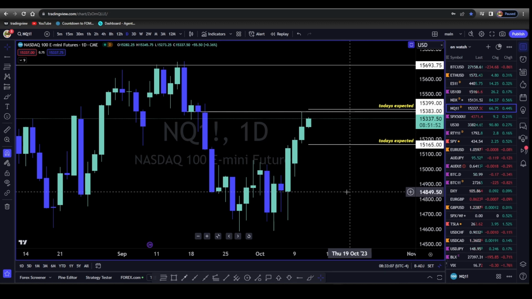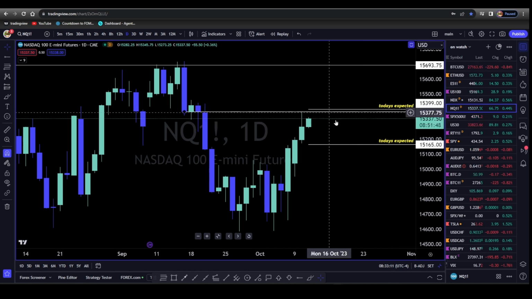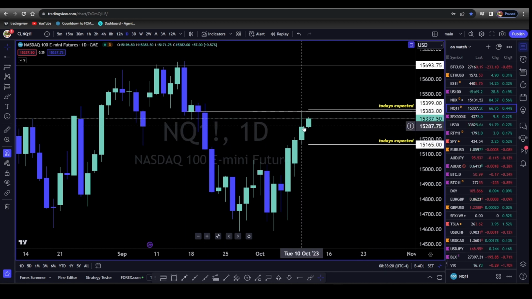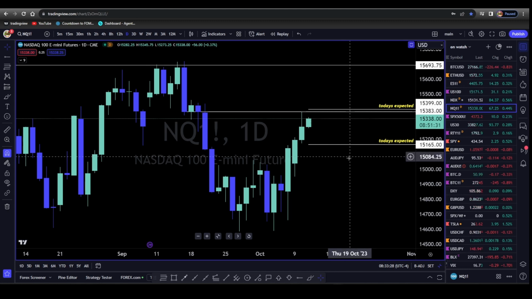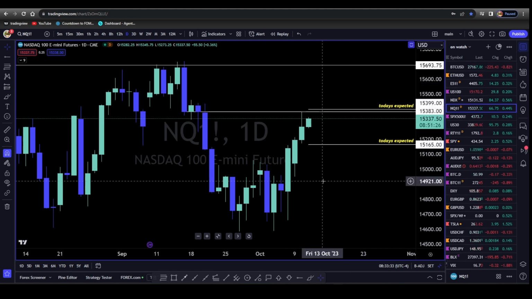Today's expected move for the NASDAQ 100 E-mini futures is 15,399. You do have an old support level coming in right there at 15,383 as well. And you can see that yesterday you touched that to perfection before rolling over. And at the bottom edge of today's expected move, 15,165. Remember, these are not resistance or supports. The market does tend to respect these levels.